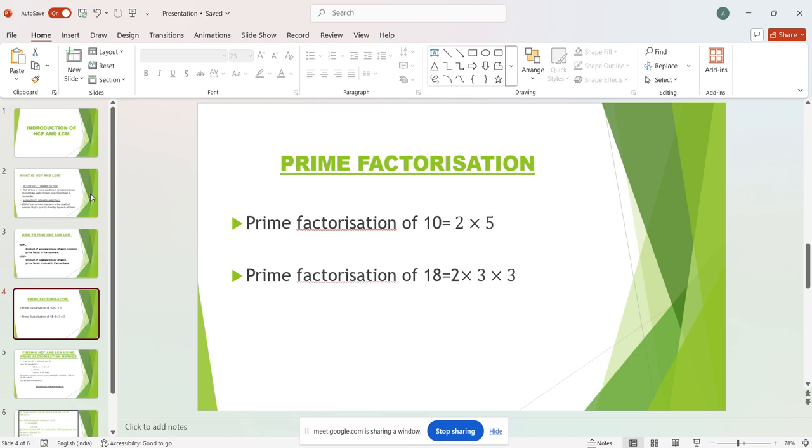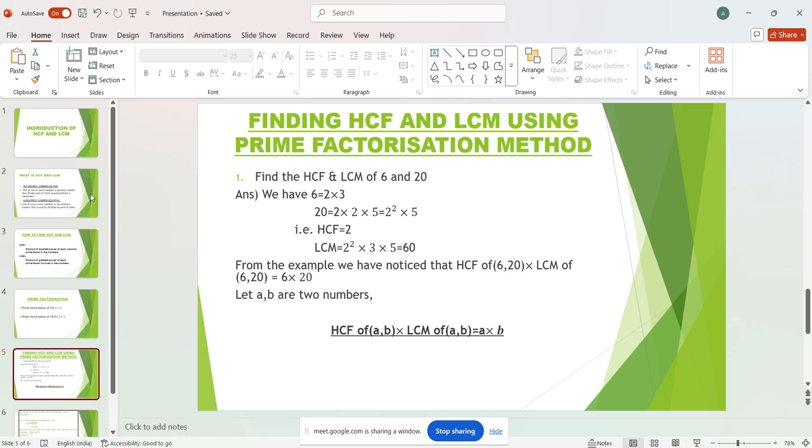I am just indicating this. After that, first the prime factorization, then finding the HCF and LCM using the prime factorization method. There are many methods: the prime factorization method, the division method, and two or three others. You already studied them in 6th and 7th standard. But here in the 10th standard you study only the prime factorization method.